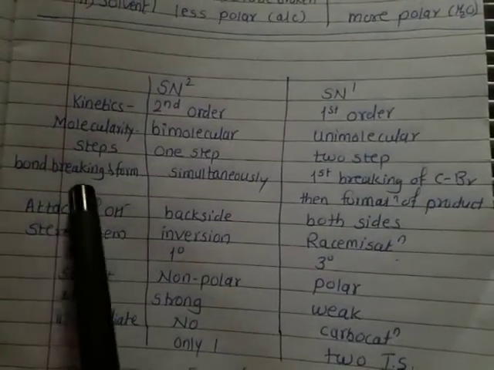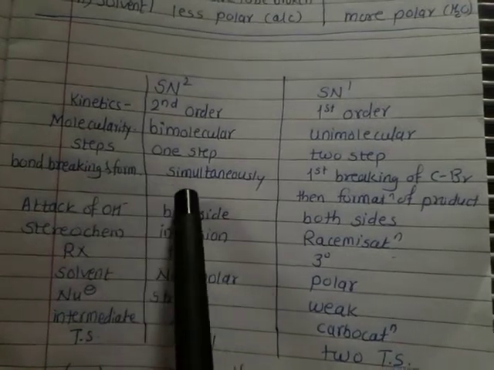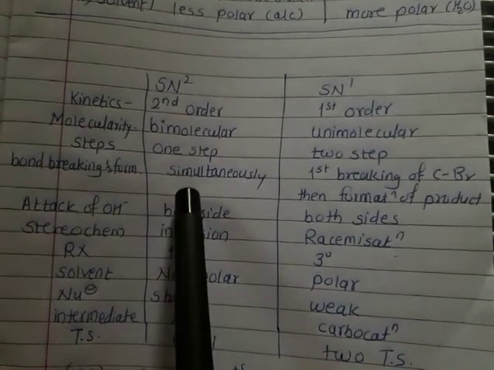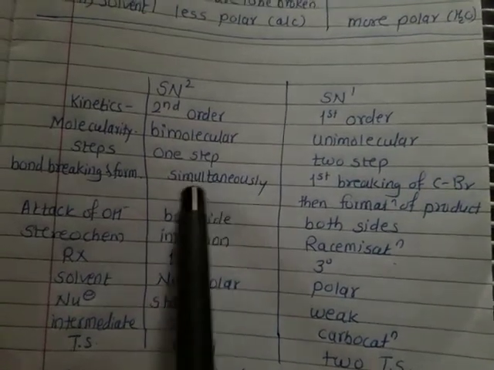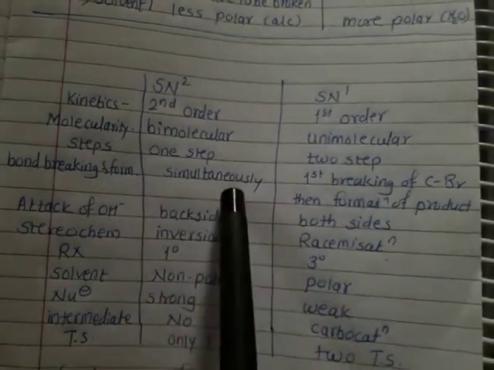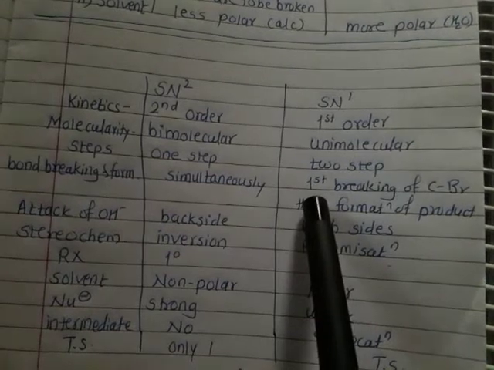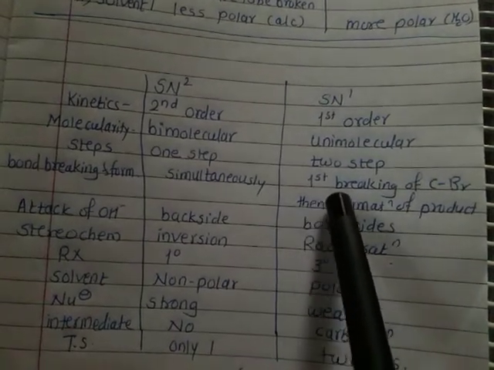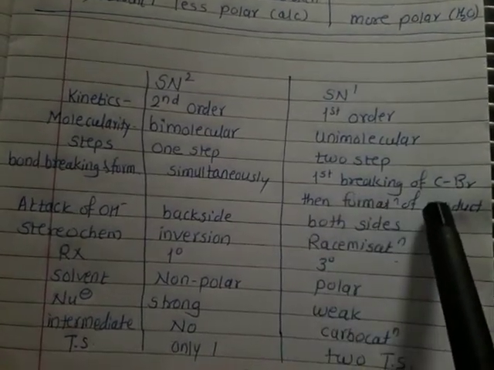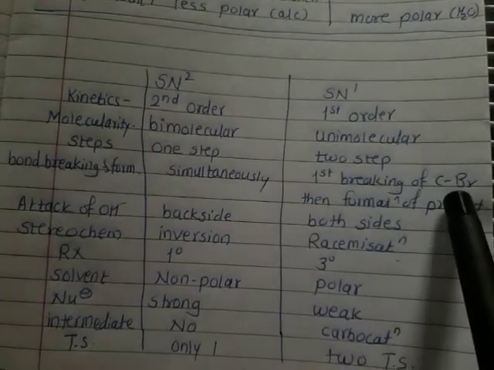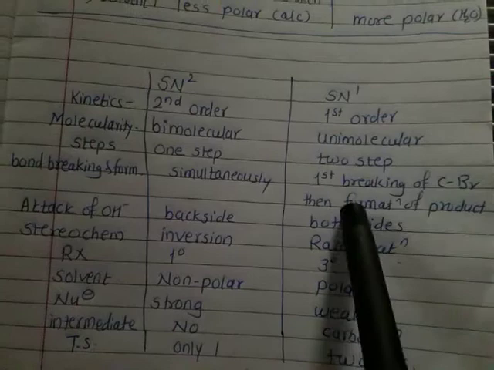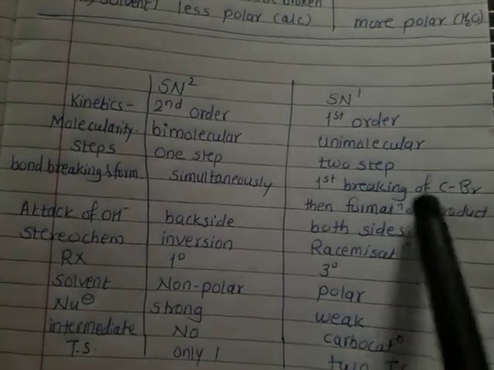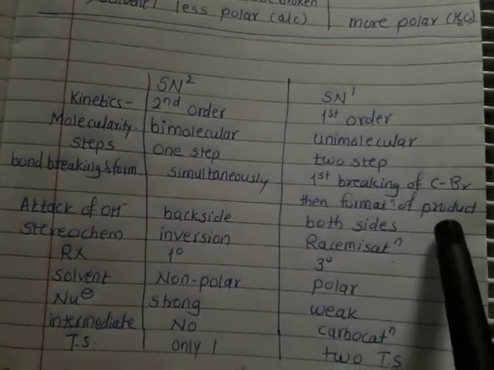How is the bond breaking and bond formation process? In SN2, there is C-Br bond breaking and formation of C-OH. Both these processes are carried out simultaneously. And in SN1 reaction, first there is breaking of the C-Br bond and it results in the formation of a carbonium ion, and then there is formation of the product. So first there is breaking of C-Br and then there is formation of a product.